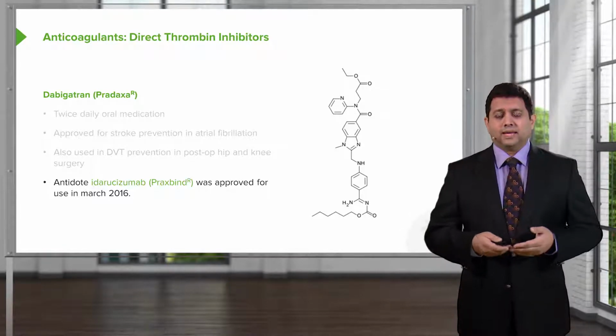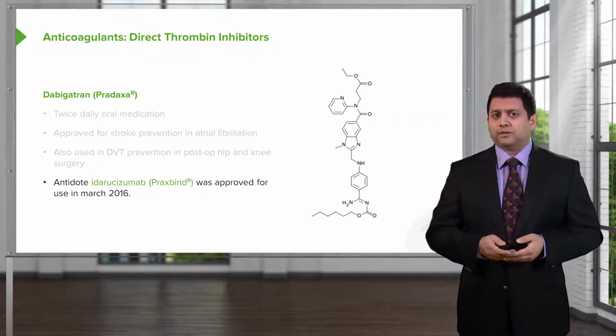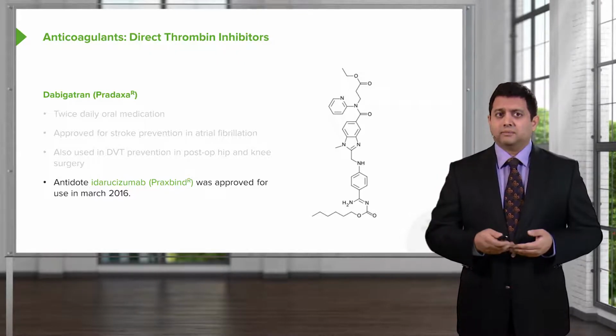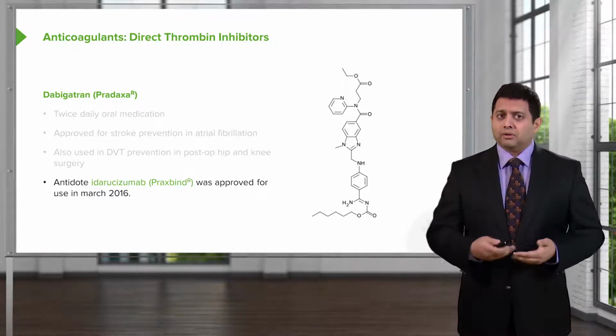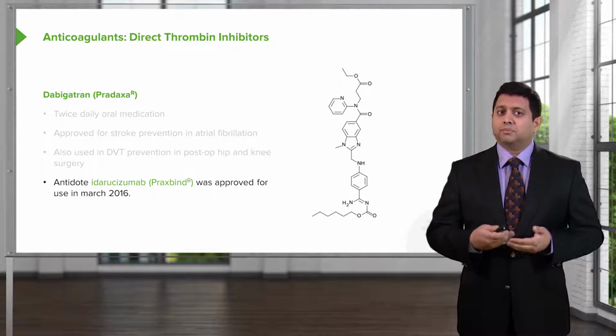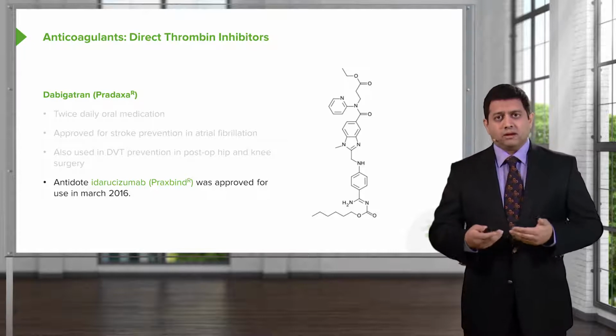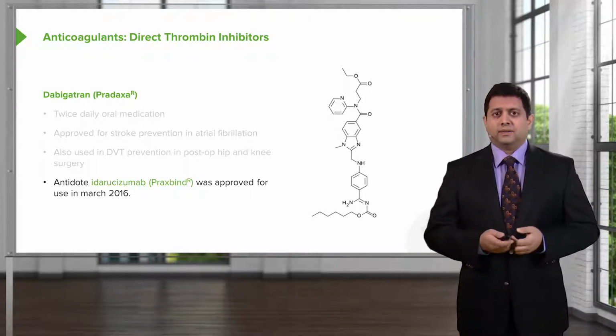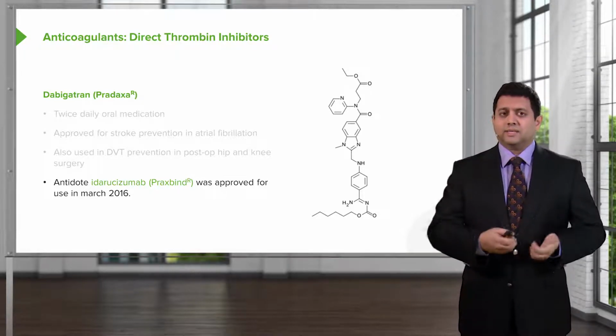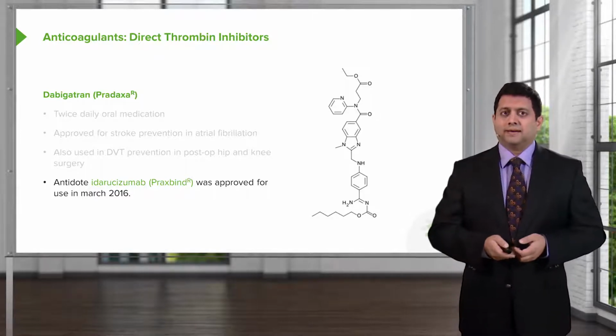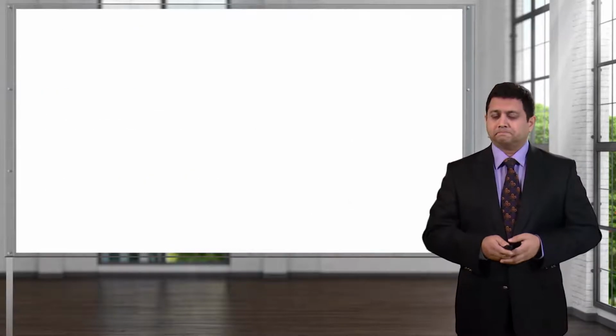The antidote has just come out in March of 2016 called Praxabind. It is a monoclonal antibody. It was approved for use in March of 2016. It may or may not be on your exams. I can't actually tell you that now because the exams for 2016 have already been prepared, and so this drug may have come out slightly after the exams have been made.